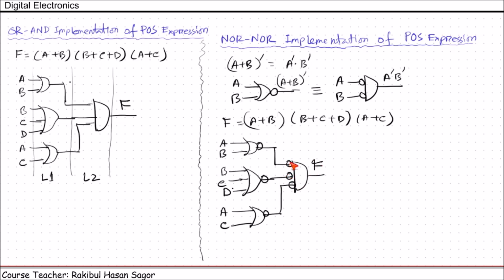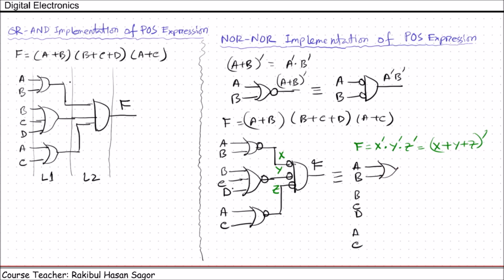If we consider that here the inputs are x, y, z, we can write the function output f equal to x prime, y prime, z prime. They are ANDed. And using De Morgan's theorem, this can be represented in this fashion, x plus y plus z whole prime. So they will be ORed together, then the output will be inverted. So we can write a, b, b, c, d, a, c.